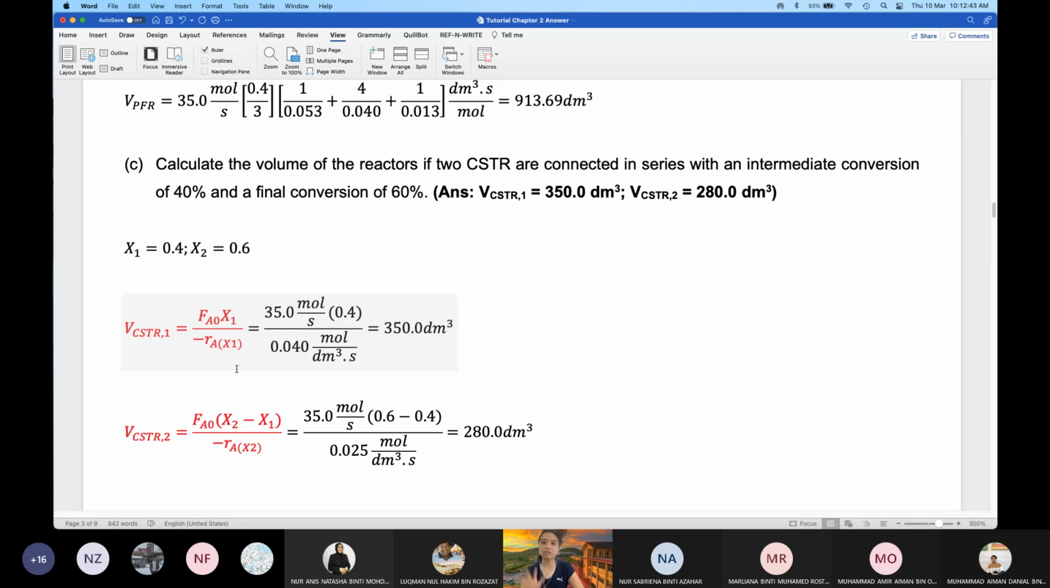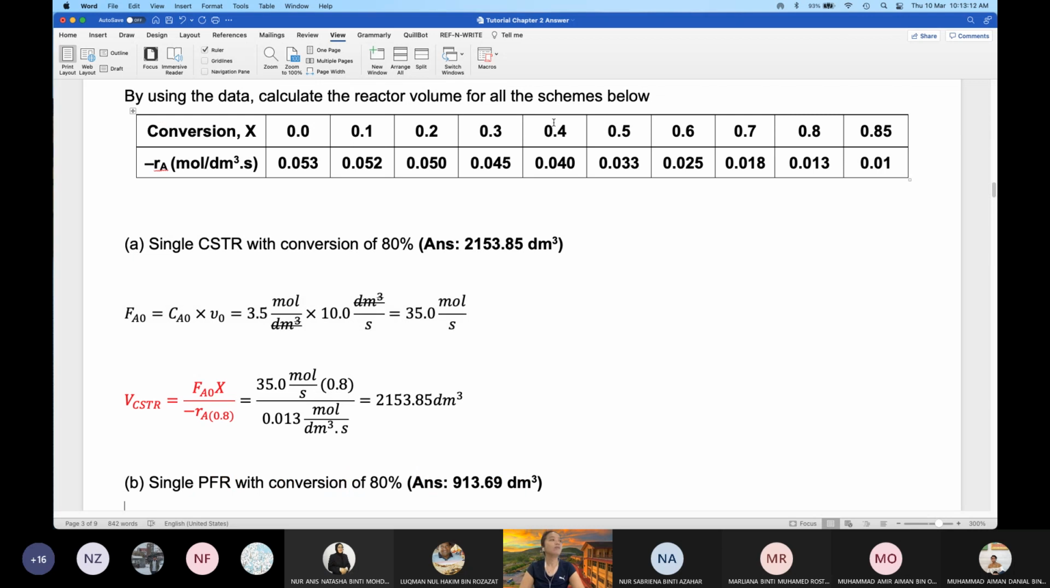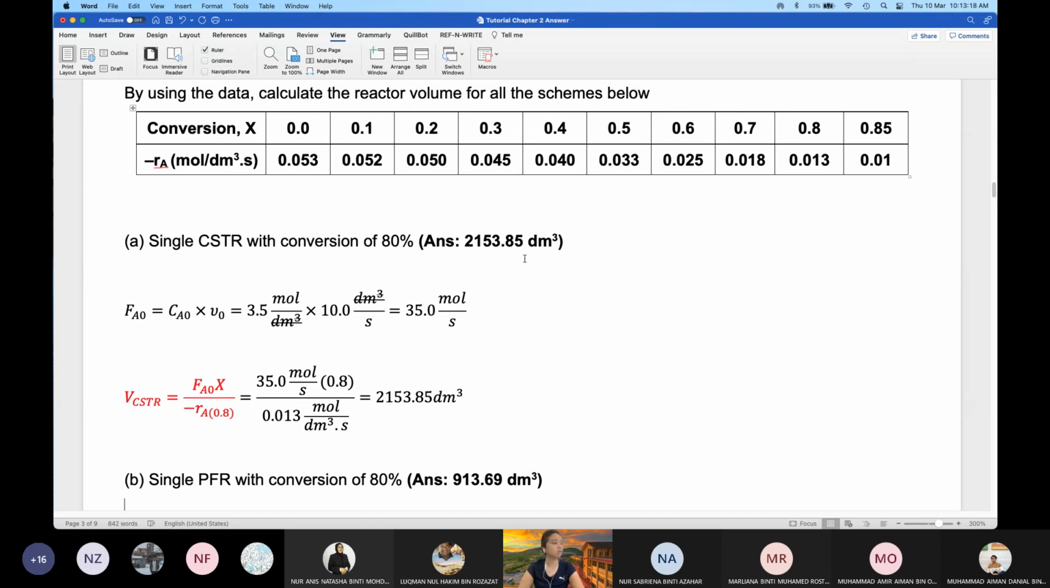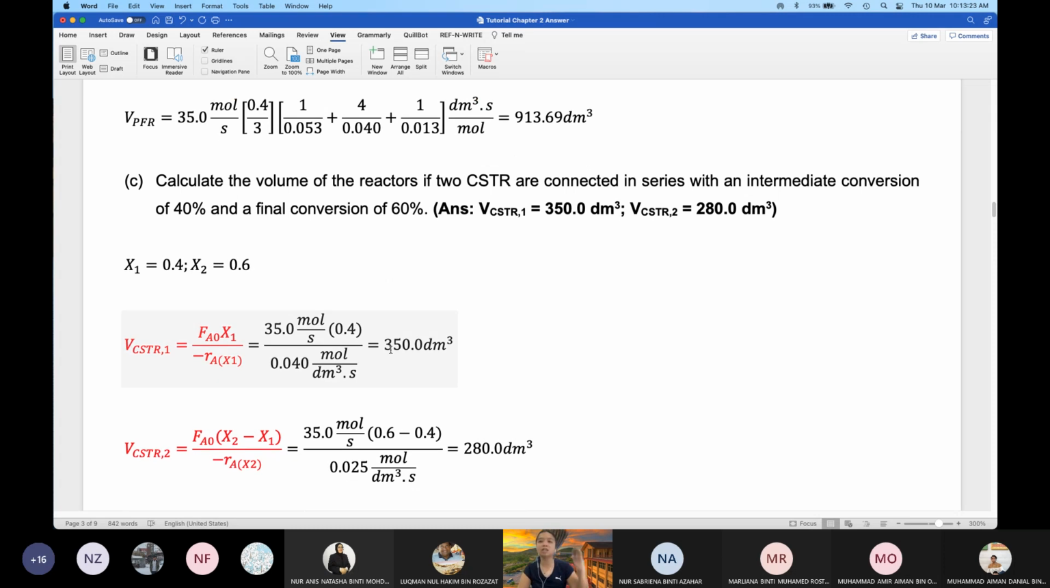So FA0 dia masih sama sebab soalan tak ubah, doesn't change concentration, doesn't change your volumetric flow rate, your FA0 is still the same. Okay, so 35 mole per second. My X1 0.4, my minus RA when my X is 0.4, apabila X1 saya 0.4, minus RA dia adalah 0.040. How do I get that? Tengok ke atas table, when my X 0.4, my minus RA 0.040. So replace je 0.040, you get the volume as 350.